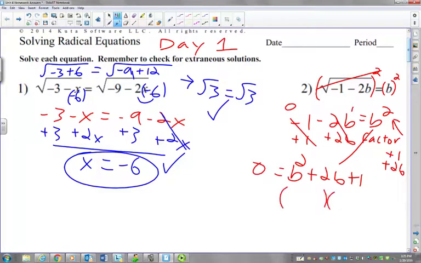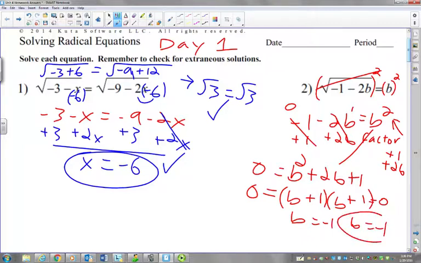Then we just factor it. We get b and b, and 1 and 1, both positive. When we set those both equal to 0, we get b equals negative 1, b equals negative 1. So the solution is b equals negative 1.